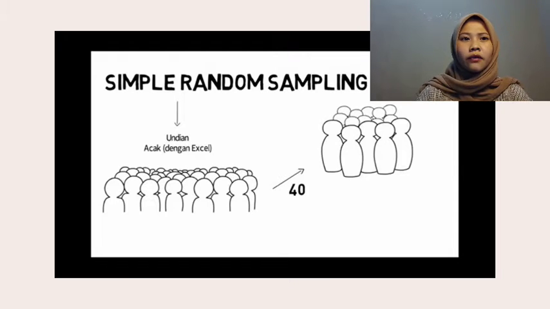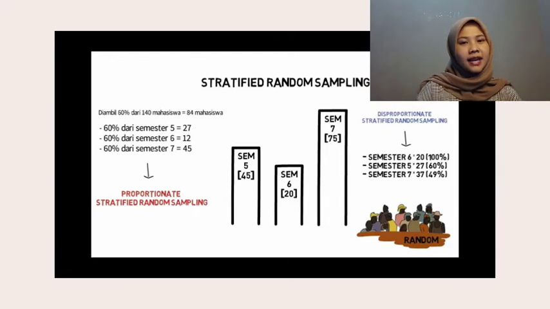The advantages of using this method are that it can reduce bias in favor of certain members of the population and can detect standard errors in research. Meanwhile, the weakness of using this method is the low guarantee that the selected sample can be representative of the intended population. And for the next, I have stratified random sampling.